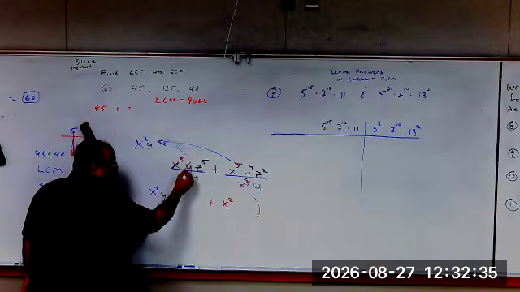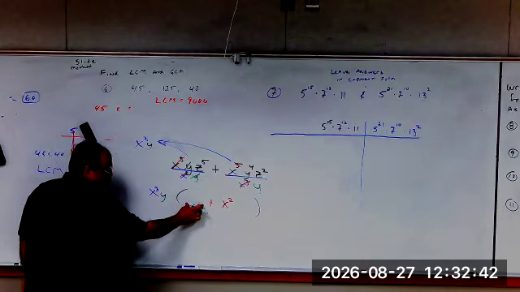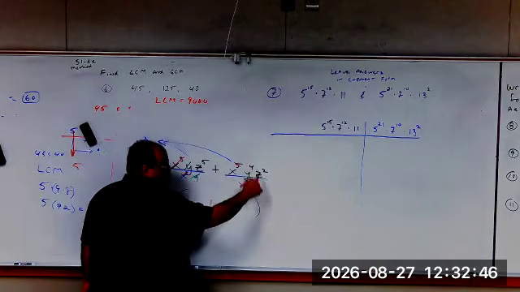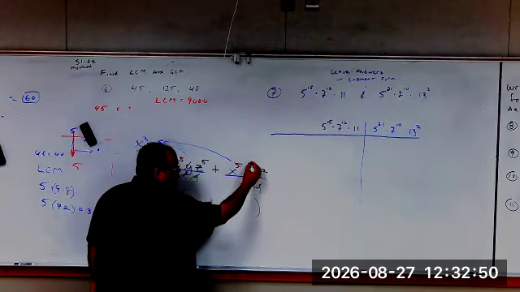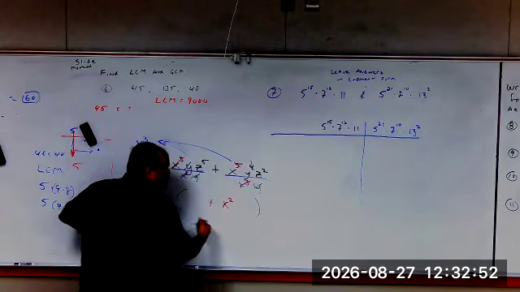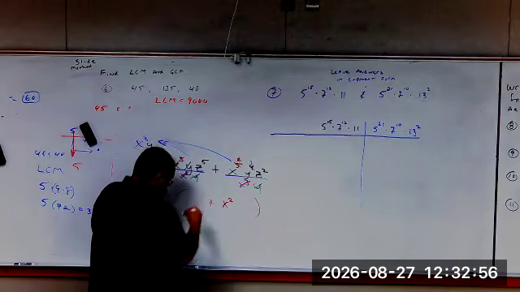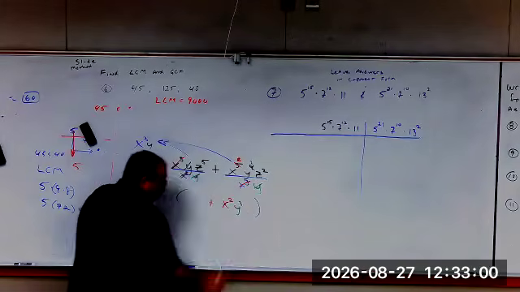Here, the y reduces completely, so my first term has no y's in it. Over here, y to the fourth divided by y to the first, we subtract 4 minus 1, and I'm left with y to the third. This is 2, and this is going to have y to the third left over.